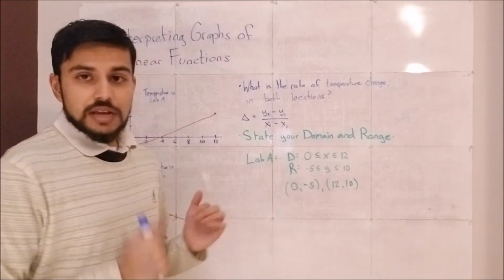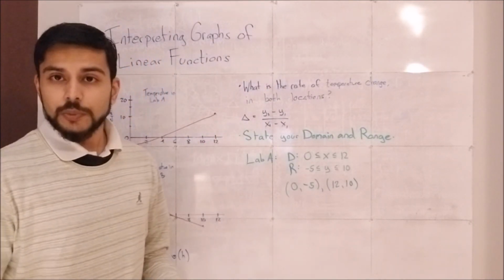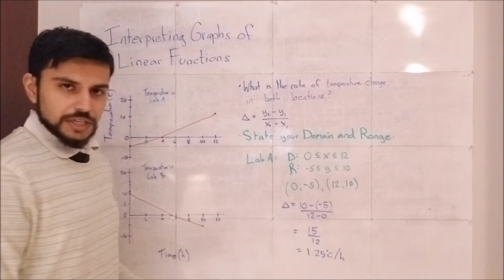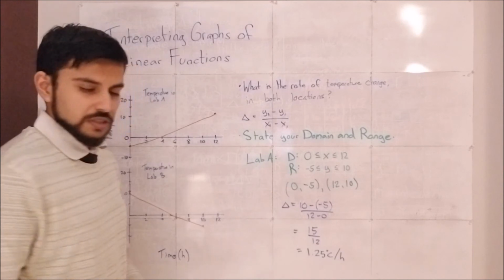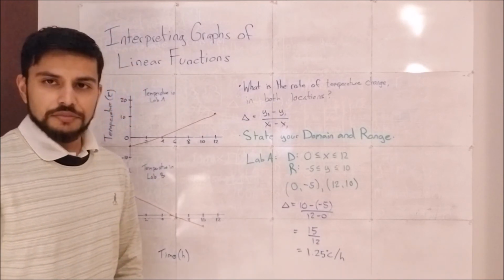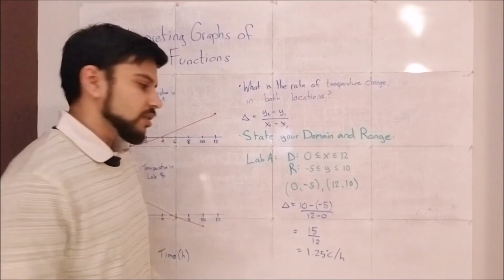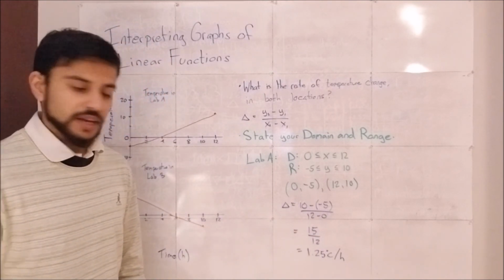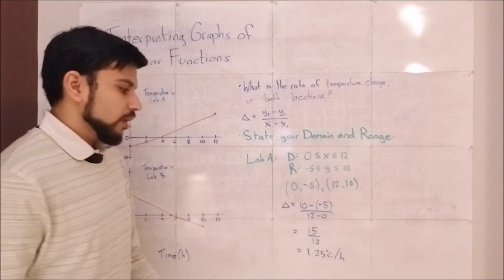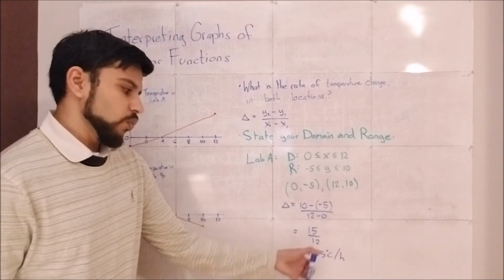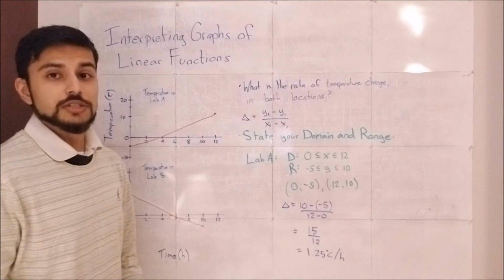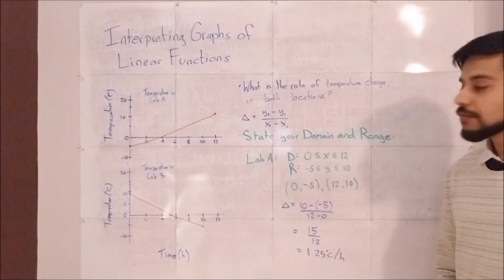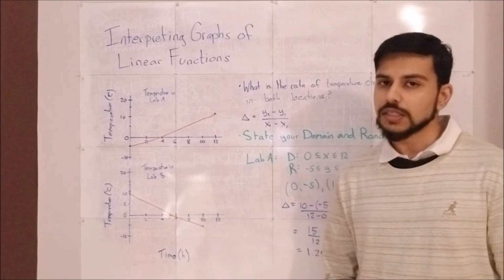And now I have enough information to actually solve for my rate of change. And the math ends up looking like this. My delta, my change, is my y2, which was 10, minus -5. So two negatives together make a positive. That gives me 15. And 12 minus 0 is x2 minus x1. That just gives me 12. 15 divided by 12 is 1.25 degrees Celsius per hour. So my temperature in my first graph is increasing 1.25 degrees Celsius per hour.